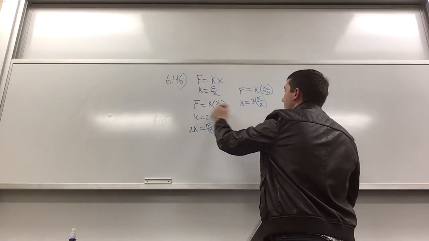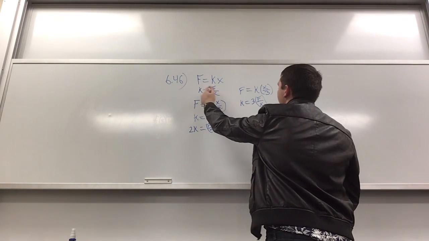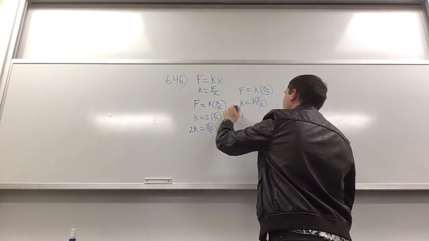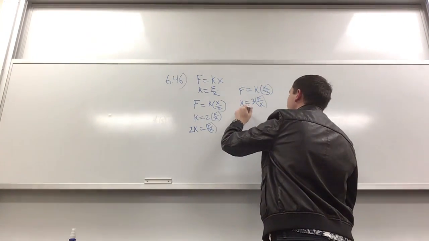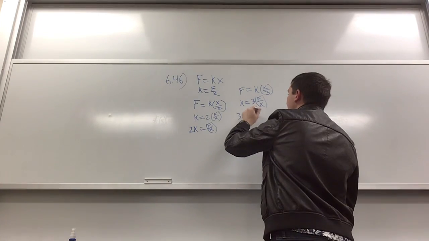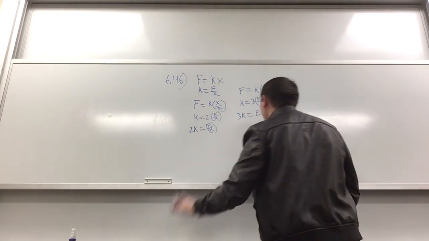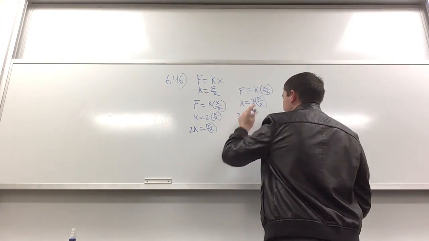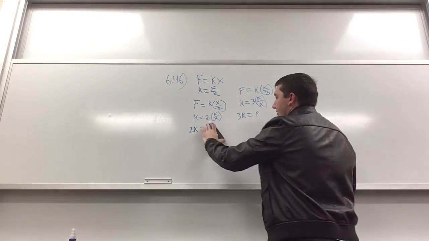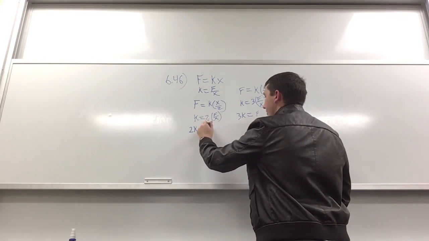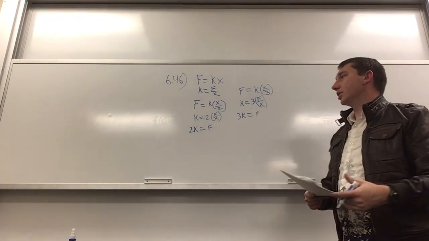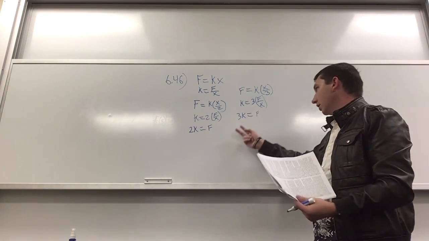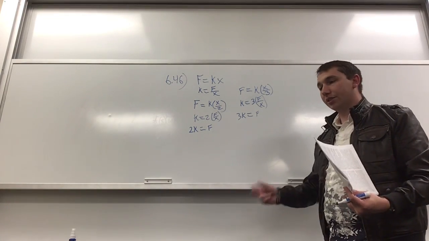And so to make it match this, we take the 3 to the other side. So it's going to be 3 times the spring constant, and it's going to produce the same force. This shouldn't be that, this should just be the force. So the force is going to be equal to double the spring constant for halves and 3 times the spring constant if you cut it into thirds.